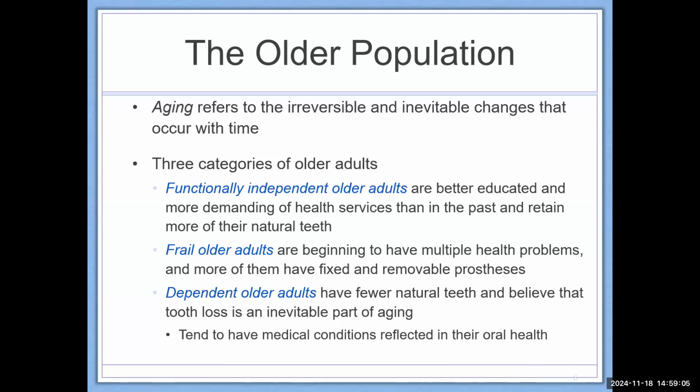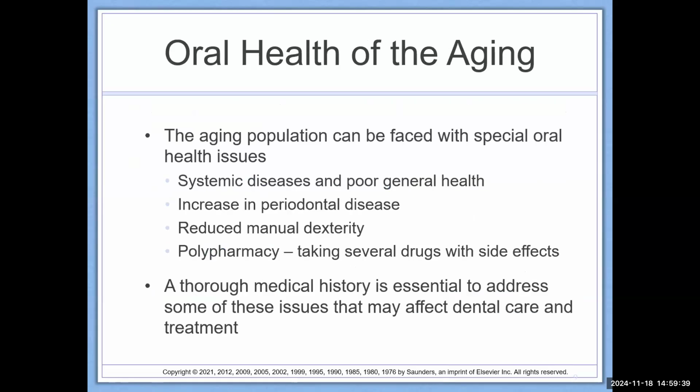So a functionally independent older adult is better educated, more demanding of health services than in the past, and they retain more of their natural teeth for obvious reasons. But a frail older adult is going to have the beginning of multiple health problems, and more of them have a tendency to have removable dentures or removable prosthetics, or maybe even crown and bridge or fixed prosthetics. And then we have the dependent older adults, and they have fewer natural teeth, and they believe that tooth loss is actually a part of life. And they have a tendency to have medical conditions that are reflected in their oral health.